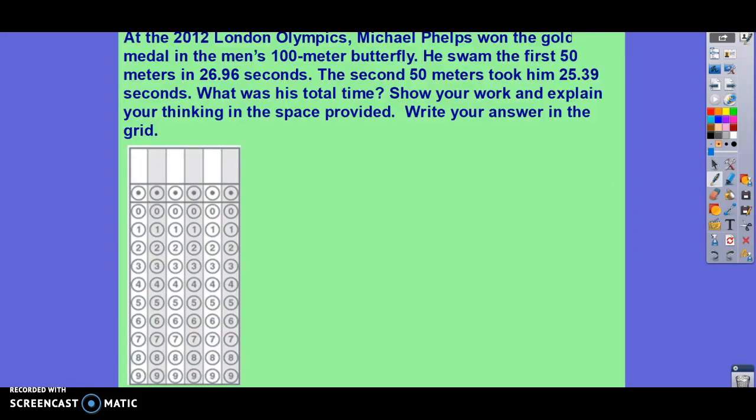Here's a sample word problem to get you started, very similar to something you may see on a test. At the 2012 London Olympics, Michael Phelps won the gold medal in the men's 100-meter butterfly. He swam the first 50 meters in 26 and 96 hundredths seconds. The second 50 meters took him 25 and 39 hundredths seconds. What was his total time? Show your work and explain your thinking in the space provided. Write your answer in the grid.